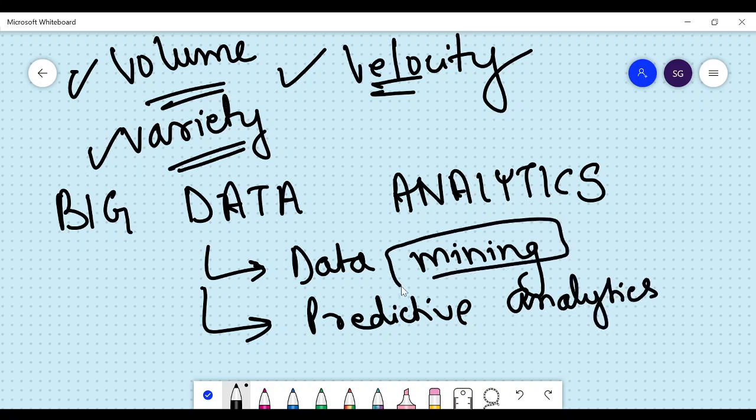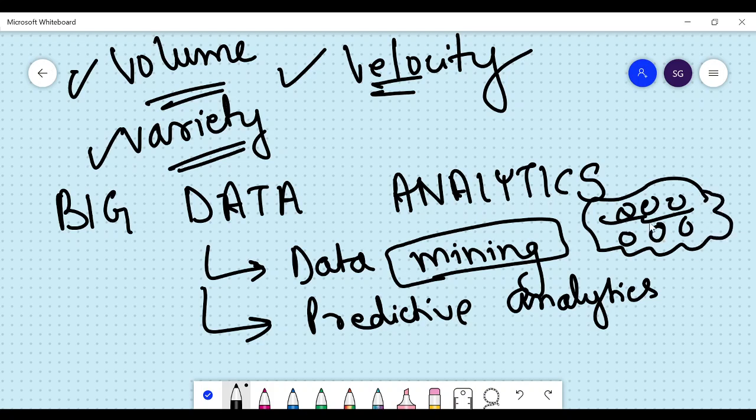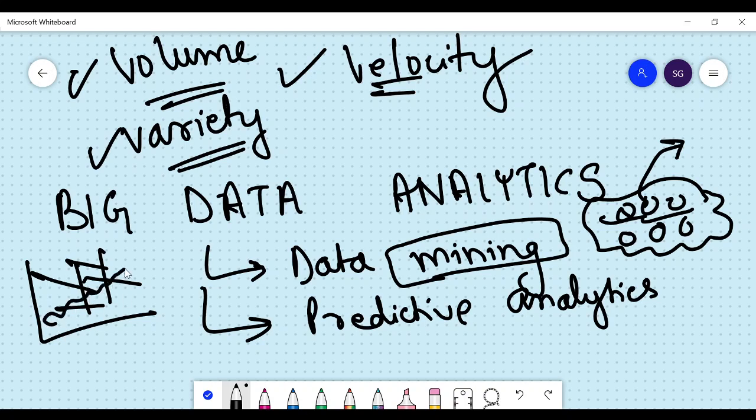As the word mining suggests, we are mining in a place where there are abundant resources and finding out something useful. Similarly, in data mining, we identify trends and patterns that we can see so that we can draw a graph or something like that so that we can analyze the data. When we use data mining technique to predict the future, it is known as predictive data analytics.